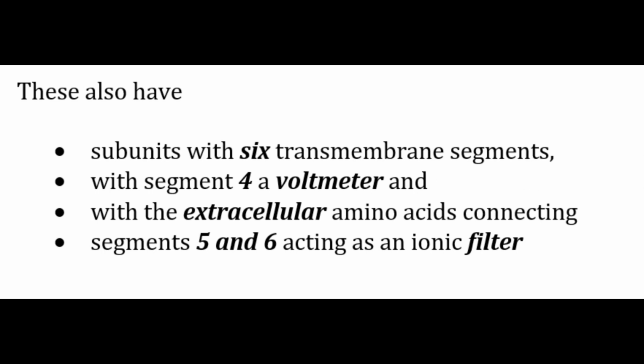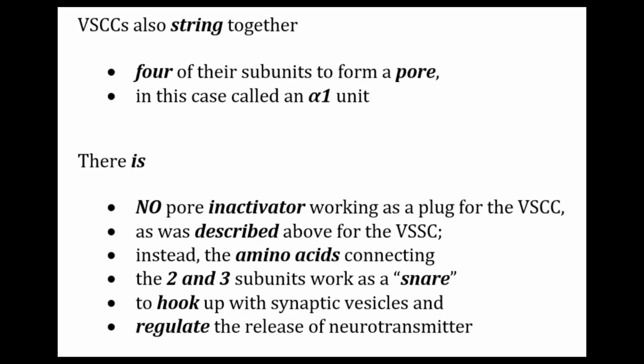These also have subunits with 6 transmembrane segments, with segment 4 acting as a voltmeter and with the extracellular amino acids connecting segments 5 and 6 acting as the ionic filter. Calcium channels also string together 4 of their subunits to form a pore, in this case called an alpha 1 unit. There is no pore inactivator working as a plug for the calcium channels as was described above for the sodium channels. Instead, the amino acids connecting the 2 and 3 subunits work as a snare to hook up the synaptic vesicles and regulate the release of neurotransmitter.